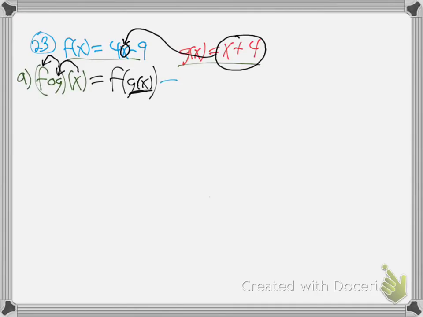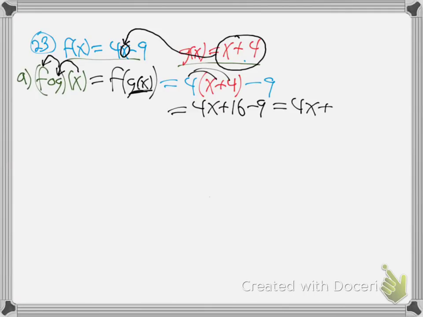So we get 4, and then all of g, x plus 4, minus 9. See how that's all of g put into f? And then you can just work that out. That'll distribute. 4x plus 16 minus 9. That's 4x plus 7. There's the first answer.